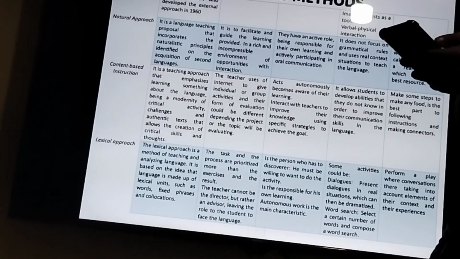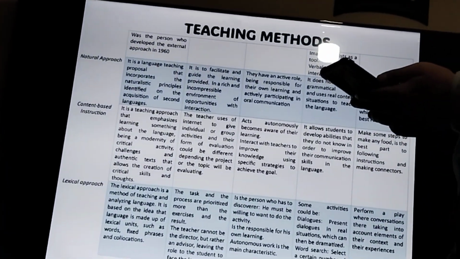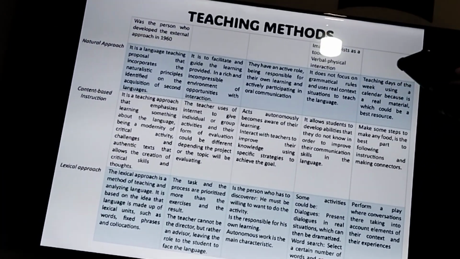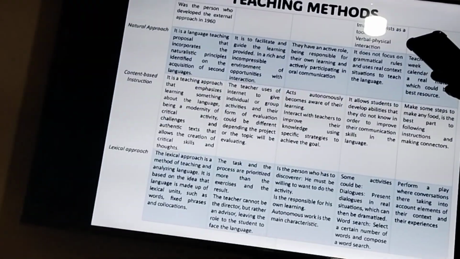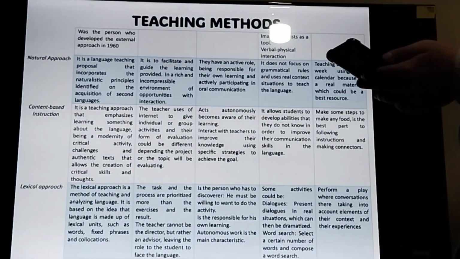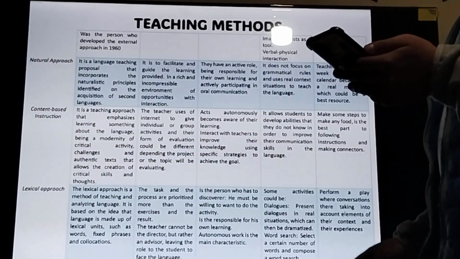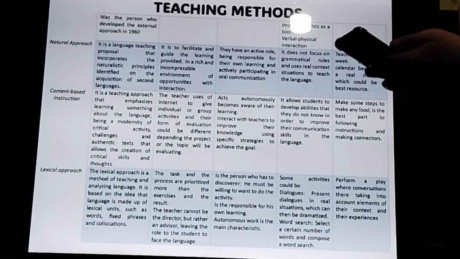Content-based instruction is when you emphasize learning something about the language in a motivating or critical activity, with challenges and authentic texts that allow the creation of critical skills and thoughts. The teacher's use of the internet can be for individual or group activities, and the form of evaluation could differ depending on the project or the topic being evaluated. The students act autonomously, become aware of their learning, and interact with the teachers to improve their knowledge, using specific strategies to achieve the goal.